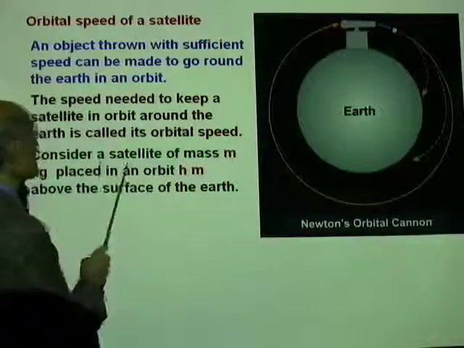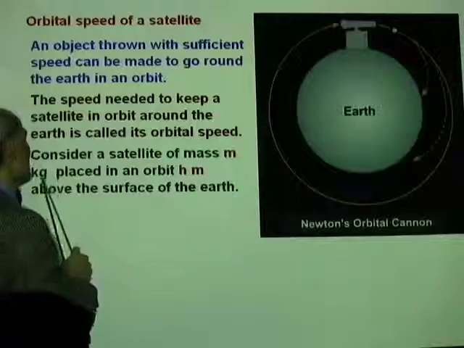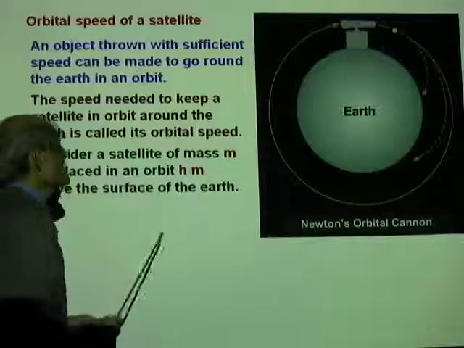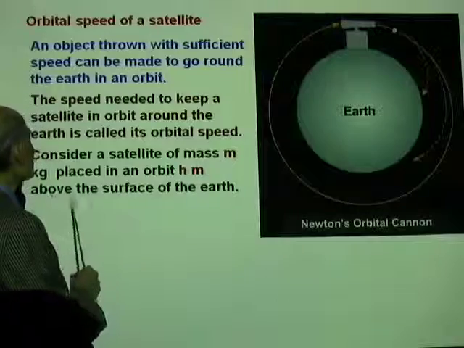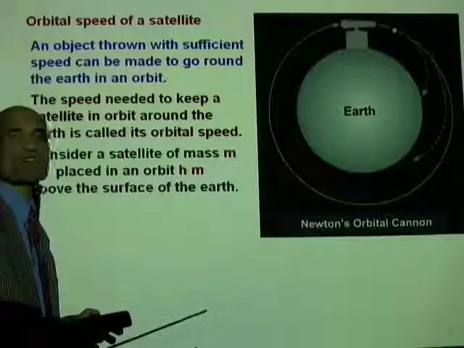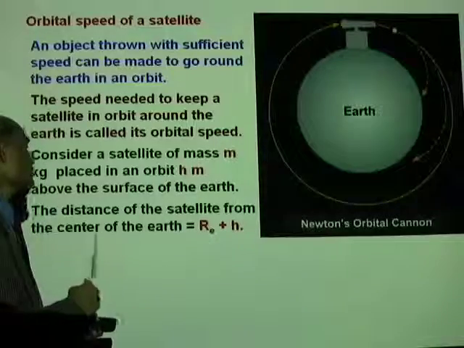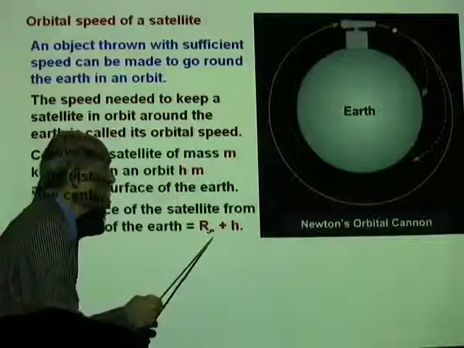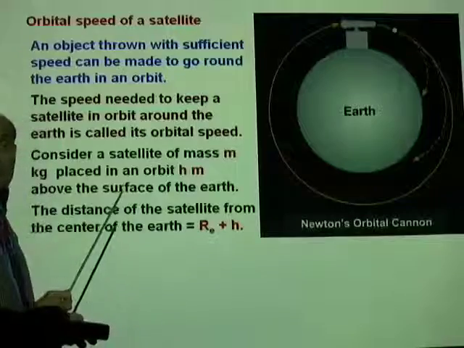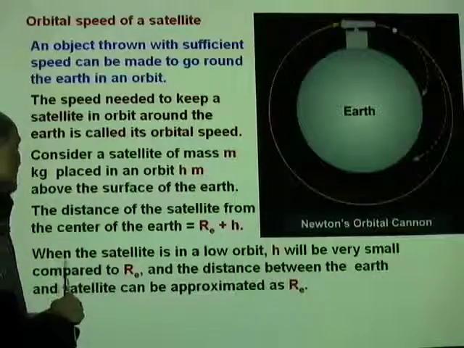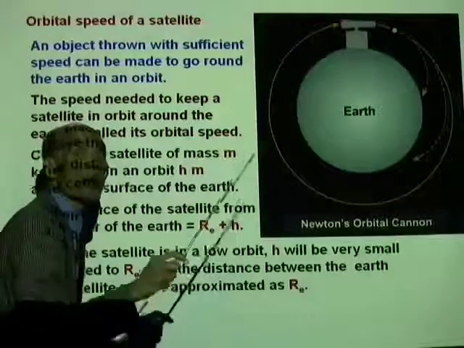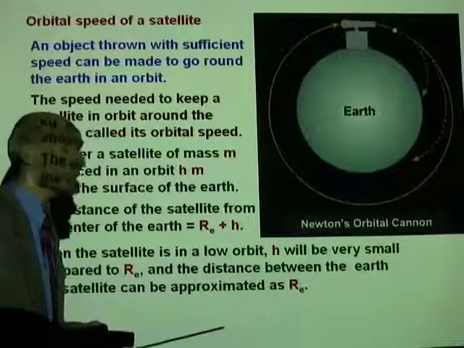Now consider a satellite of mass m placed in an orbit h meter above the surface of the Earth. The distance of the satellite from the Earth will be radius of the Earth plus h. That's no problem there. When the satellite is in a low orbit, we're going to make an approximation here.